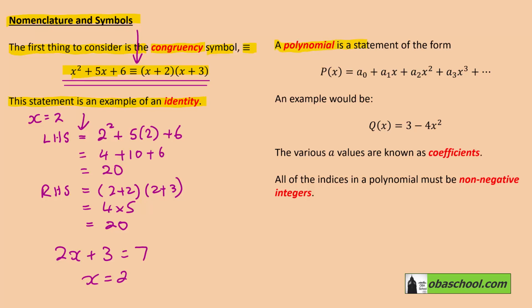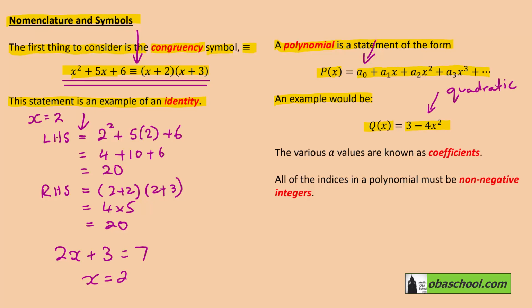A polynomial is a statement of the form p of x is equal to a0 plus a1x plus a2x squared plus a3x cubed, and so on. All of the various a's here, as I say below, and I'll repeat that in a moment, are just constants. An example would be q of x, which is 3 minus 4x squared. This is an example of a polynomial. This one is a quadratic.